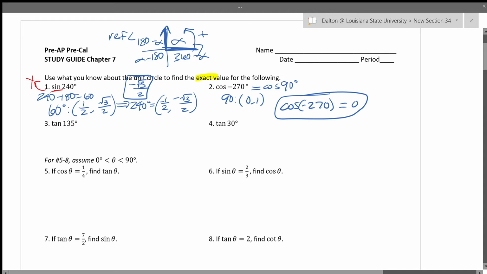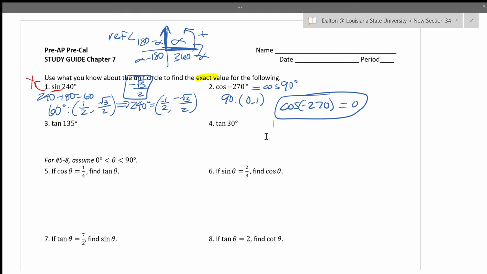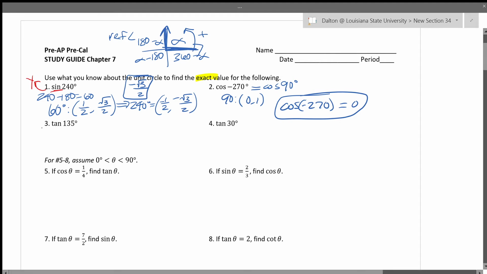Number 3, the tangent of 135 degrees. Tangent is found by dividing your y coordinate over the x coordinate. It's like slope, right? So the thing to remember about 135, again, let's assume that you don't have your full unit circle here. If we know that it's in the second quadrant, then we could take 180 minus 135.